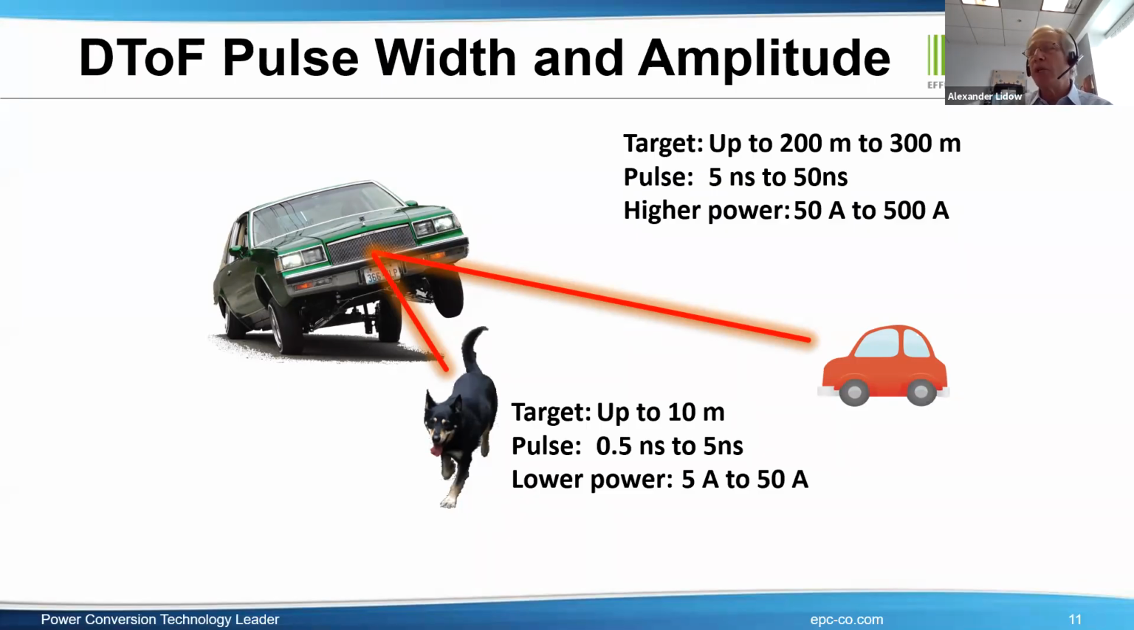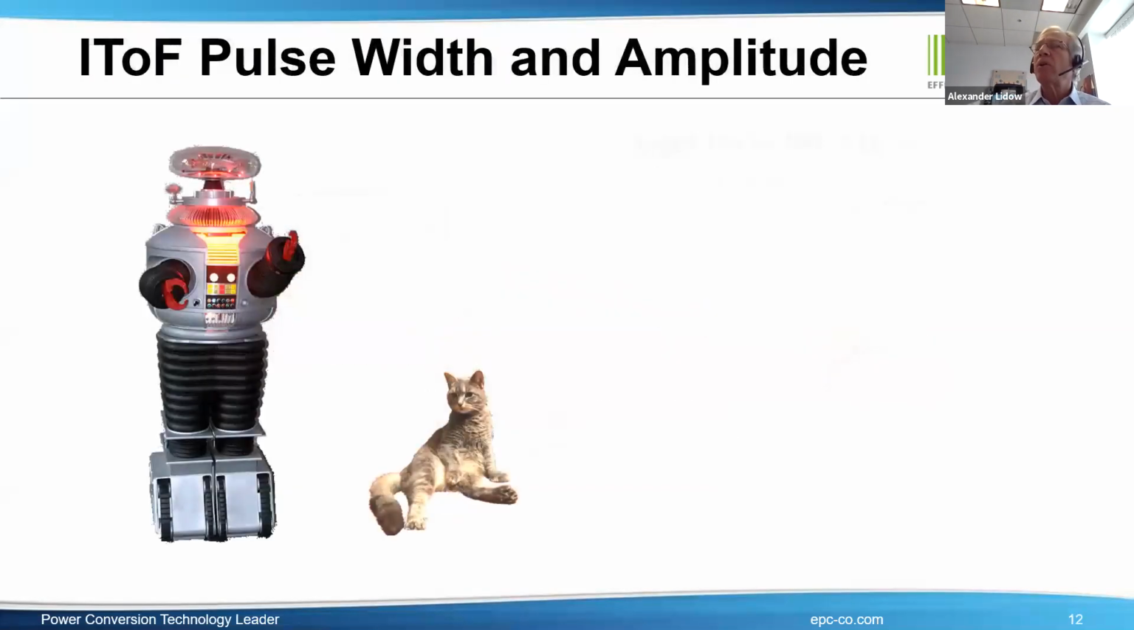And that means you need really short pulses, half a nanosecond to 5 nanoseconds, or even less if it's closer in. And you can do that with lower power. About 10 meters takes usually about 10 amperes to see that far using direct time of flight. But again, it becomes tricky because you need very narrow pulses to see precisely the objects close in. So when you get close in, you tend to go to indirect time of flight, as we mentioned earlier.